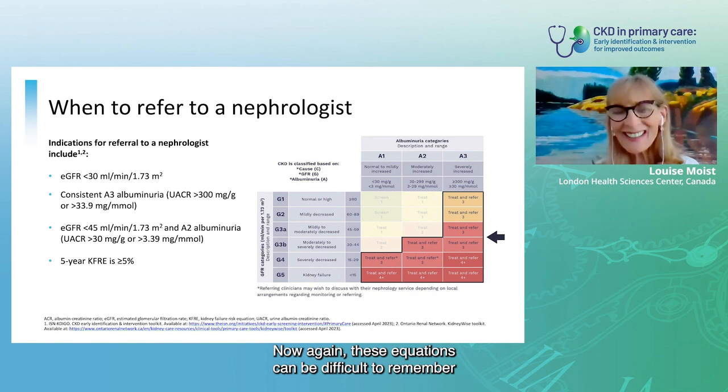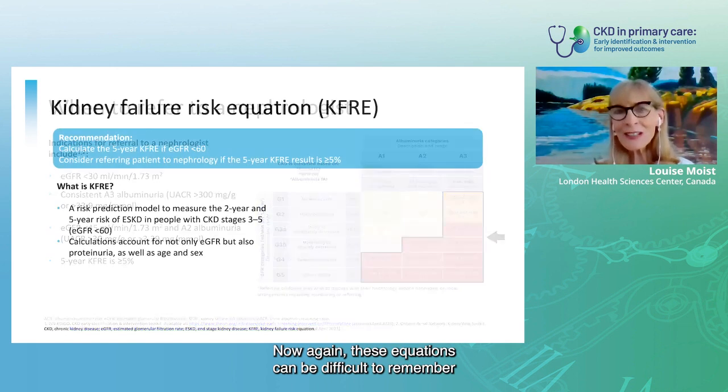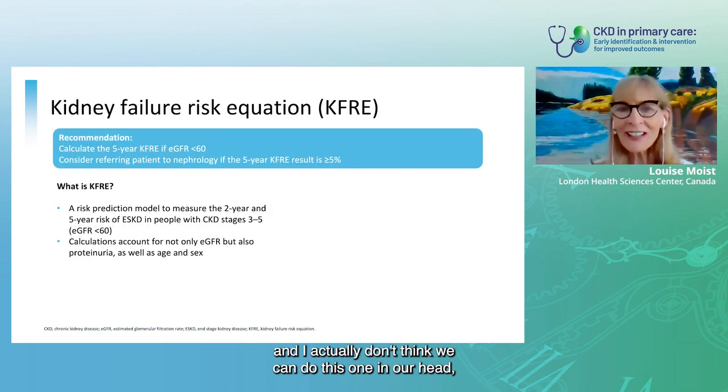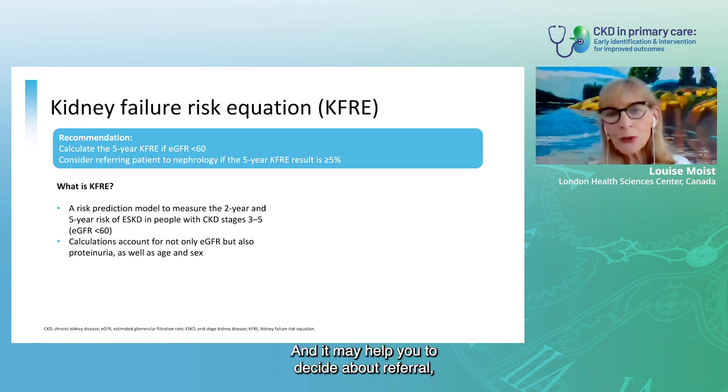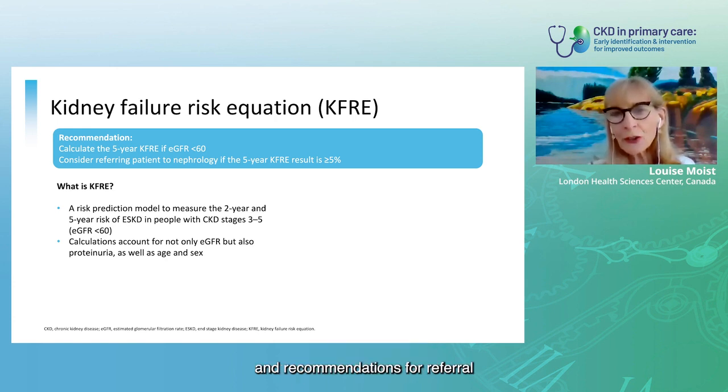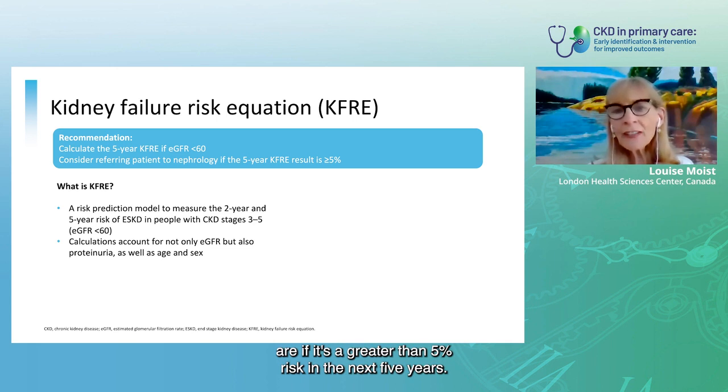Now, again, these equations can be difficult to remember, and I actually don't think we can do this one in our head as it has some algorithmic terms to it. But again, this risk equation calculates both 2 and 5 year risk if the eGFR is less than 60, and it may help you to decide about referral. And the recommendation for referral is if there is a greater than 5% risk in the next 5 years.